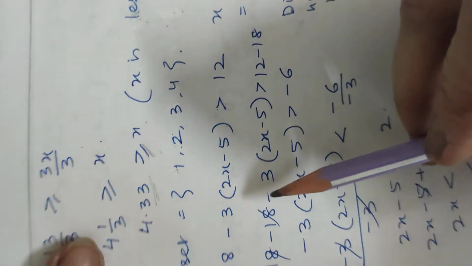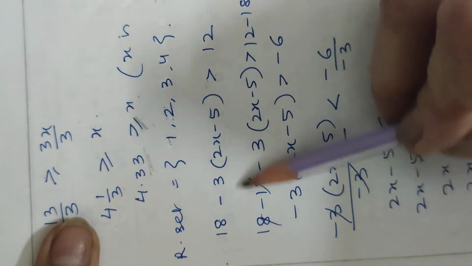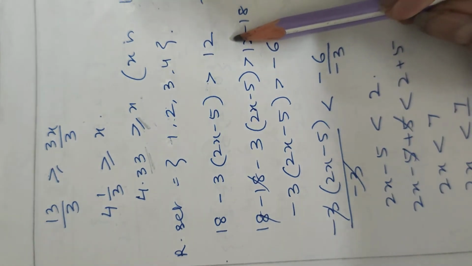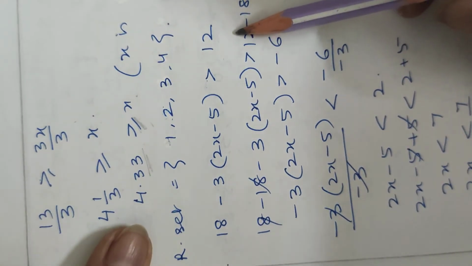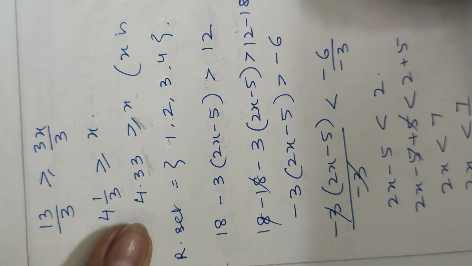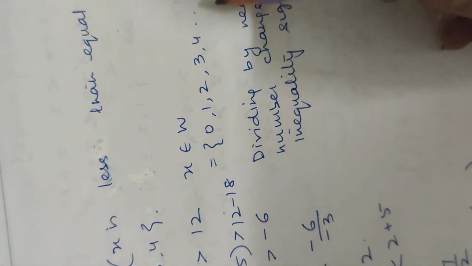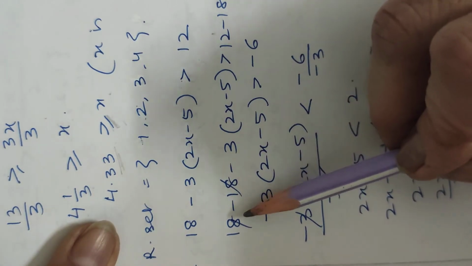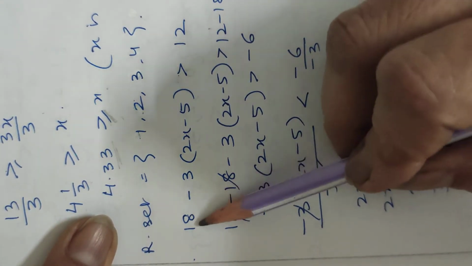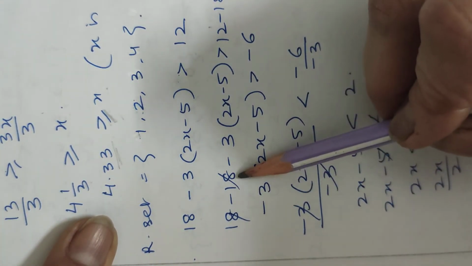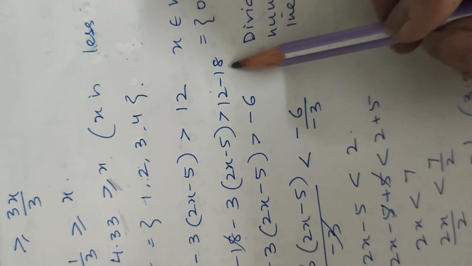Next sum. This is your sum, and you have to select the numbers from which set. X belongs to whole numbers. What are these whole numbers? 0, 1, 2, 3, 4 and so on. First I am going to remove this 18. So this side also, this side also.